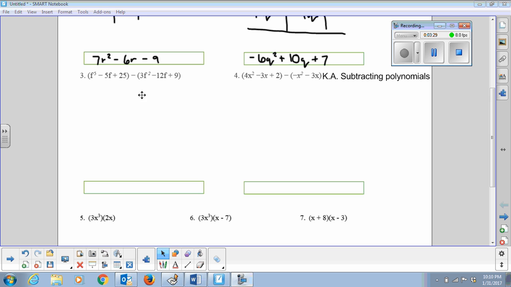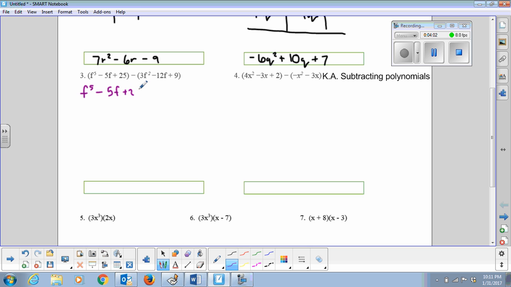Okay, so 3 and 4 were over subtracting polynomials. These also were worth 3 points. The first point you got by rewriting without the parentheses. If you did this straight away in the table, I did give you credit as long as I saw the signs were fine. Okay, so we have f to the power 5 minus 5f plus 25.